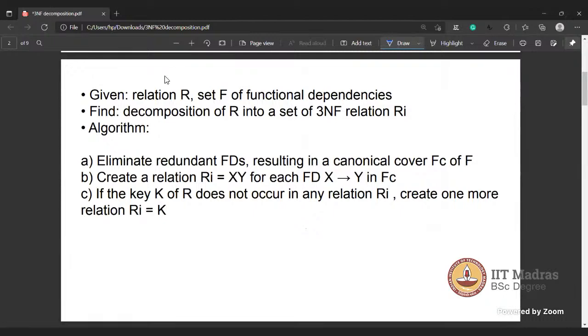First, you have to write the canonical cover of F, the set of functional dependencies. Then for each functional dependency, you have to make one relation. And last, you have to see if a candidate key is present in some Ri. If a candidate key is not present in any Ri, then you have to make another relation.